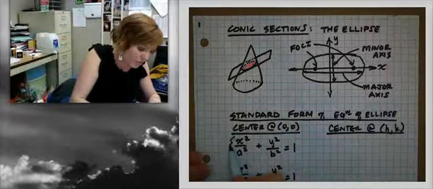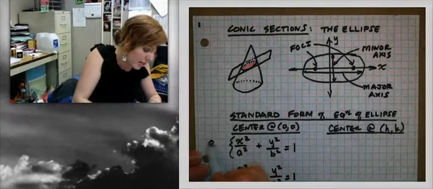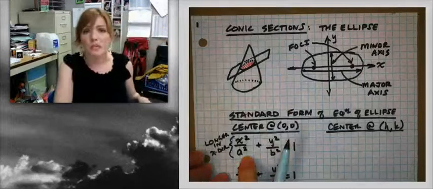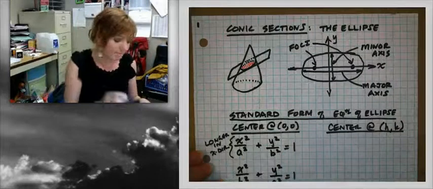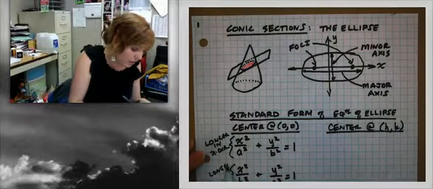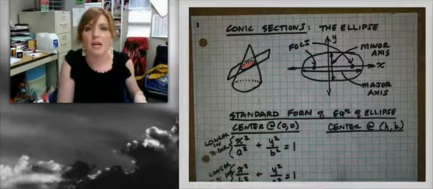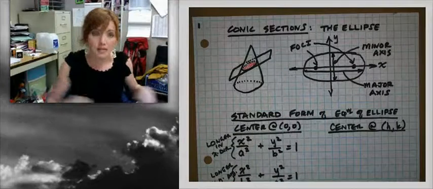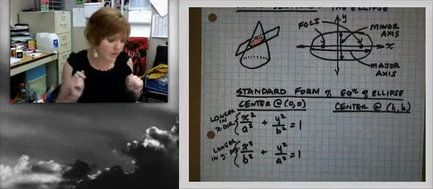Okay, so maybe we should make a note of that here. So this one is longer in the x direction because of the fact that the a is directly underneath the x. This one is longer in the y direction because of the fact that the a is directly underneath the y. So a denotes the major or longer axis. Okay, oops, I just realized that you couldn't see.